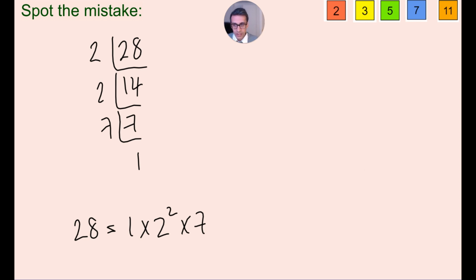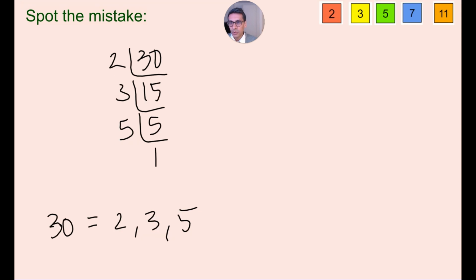Okay, so hopefully you spotted the fact that the mistake here is that 1. That 1 doesn't belong in the final answer. It does belong in the working out here, but we don't write the 1 there. Okay, just watch out for that type of mistake. Right, pause the video until you spot the mistake and then unpause it.